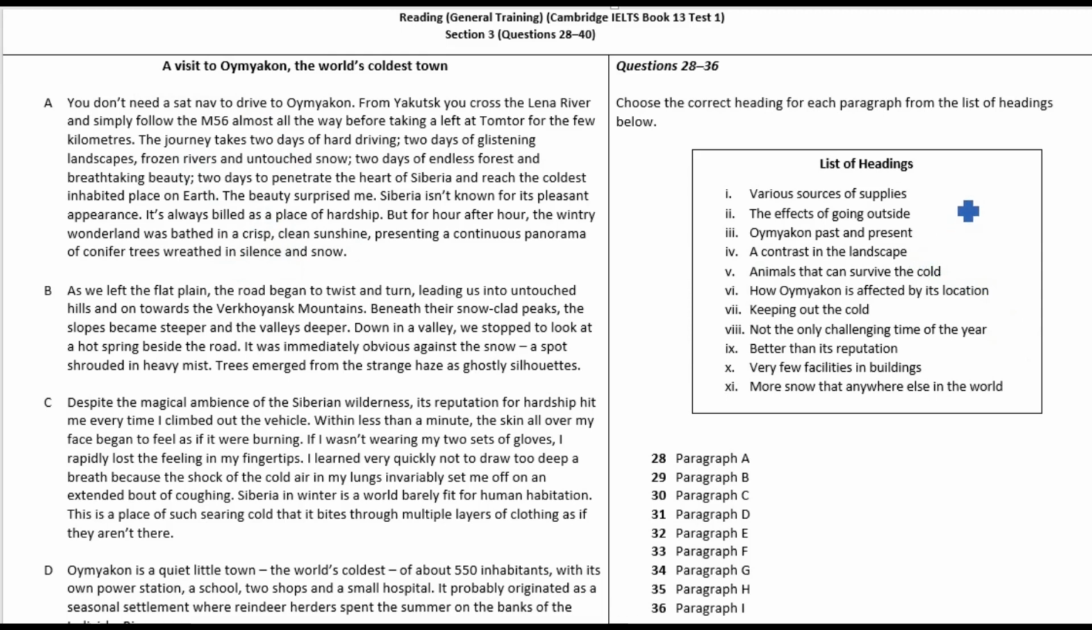Let's work on these lists of headings now. Paragraph A. Actually, without reading the paragraph, if I just look at the headings, having just read the beginning and ending of each sentence, I should be able to eliminate a few headings. For example, various sources of supplies, I don't think is paragraph A. Effects of going outside, no. Past and present, no. Because first 2 paragraphs are talking about the road journey there. Contrast in landscape, could be. Animals that survive cold, I don't think so.